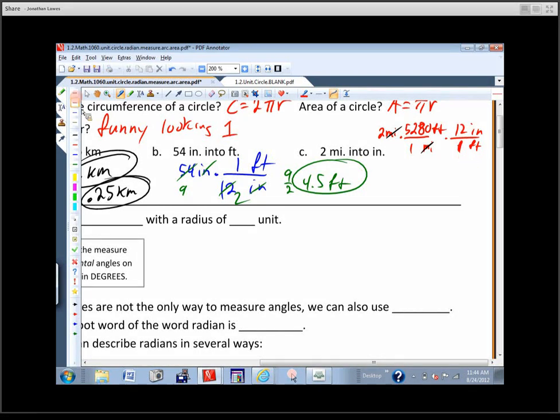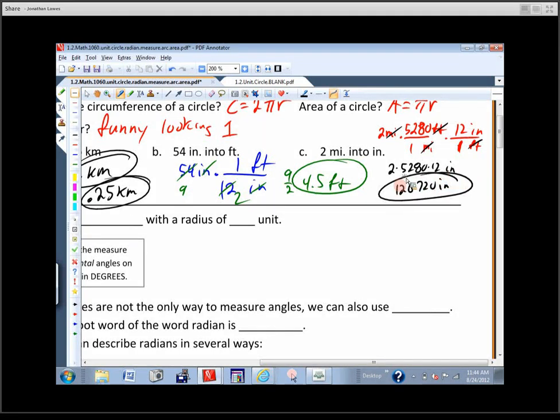So how many inches in a foot? 12 inches in 1 foot. So I can now cancel off the feet. So I have 2 times 5280 times 12 inches. So throw that in your calculator. That'll tell you how many inches there are in 2 miles.